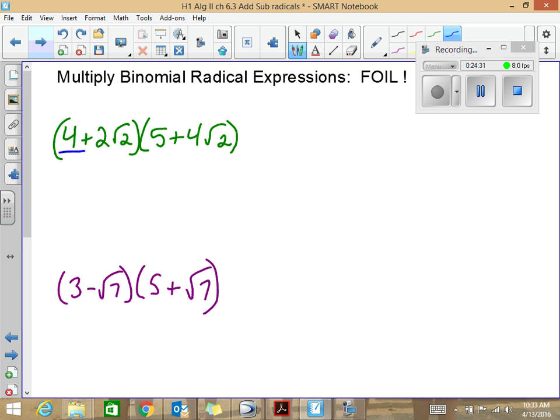So first, 4 times 5 is 20. Outer, 4 times 4 radical 2 is what? 16. Okay, does everybody agree with that? So 16 radical 2. Okay, and then inner is 2 radical 2 times 5, so that becomes 10 radical 2.